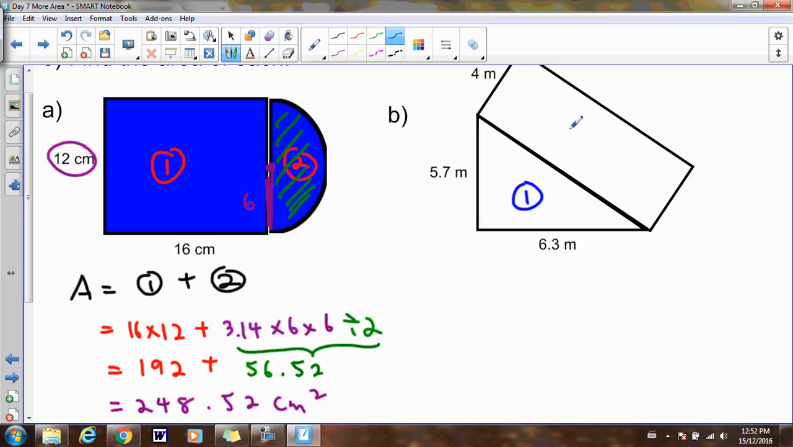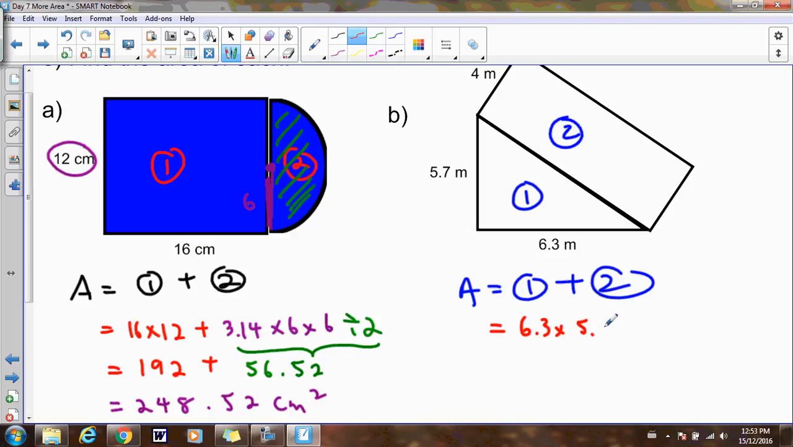We break it down into two shapes: this triangle and this rectangle. So the area is equal to 1 plus 2, right? The first one is a triangle, so we use base times height divided by 2. So it'll be 6.3 multiplied by 5.7 divided by 2, right? So that's the triangle plus the rectangle, which is the second shape.